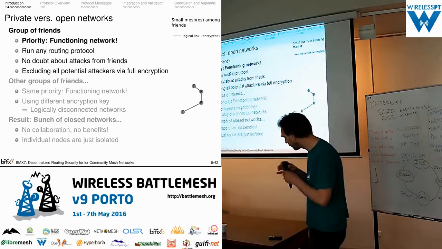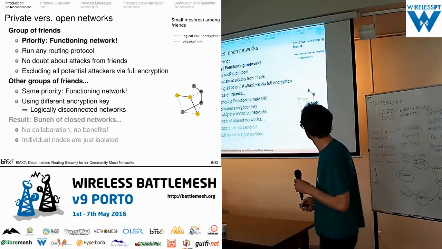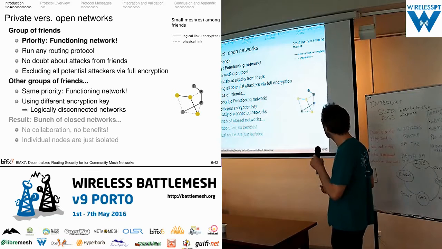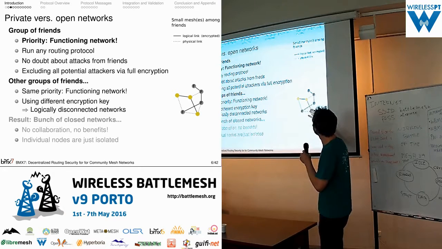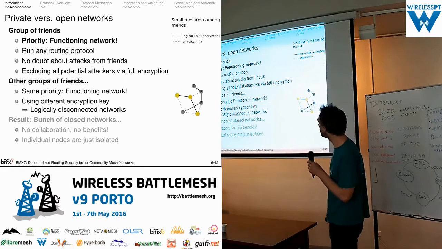Of course, there can be other groups of friends, like these yellow nodes, for example. They do the same. They set up some links between them, which are encrypted. Of course, they use their own different encryption key.